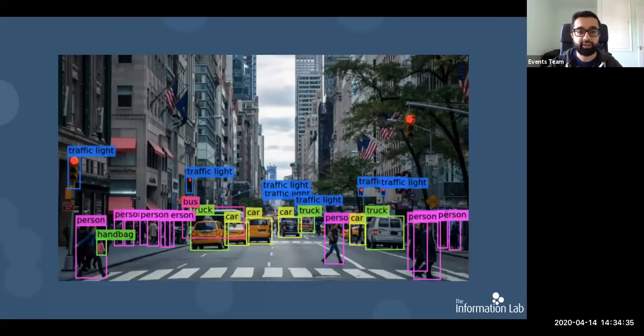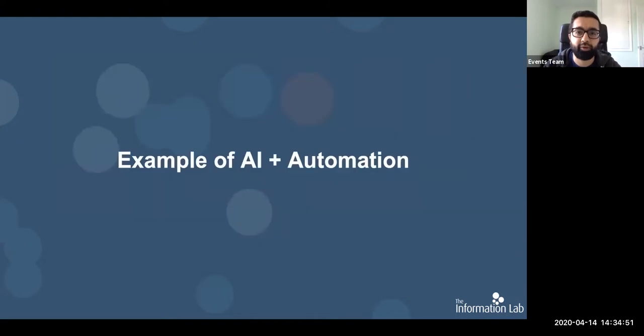So for example, all these purple elements are a person, that thing is a car or a truck. In fact, it is a car, and things like traffic lights. So a computer is then able to look at a picture or a moving video and start identifying what's going on.